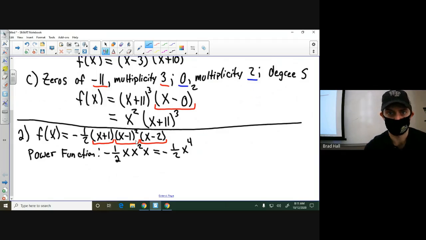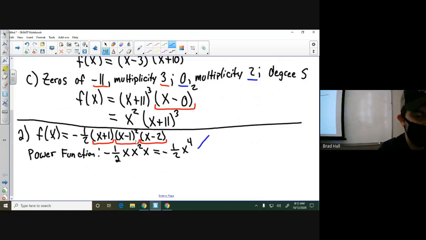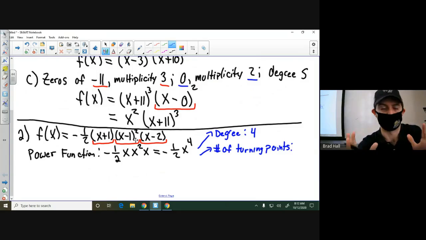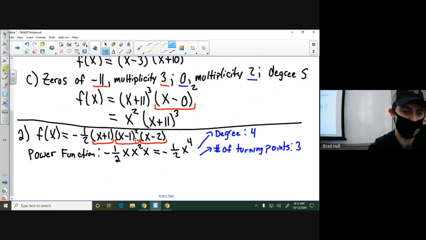Which immediately tells us actually a lot of information. So the reason why the power function is so important is because we can immediately determine that the degree is 4. Number of turning points has to be 3 then. And the problem isn't asking for this. I'm trying to help show why the power function is so important. All the immediate corollary results that follow from finding this. So this would be 3.